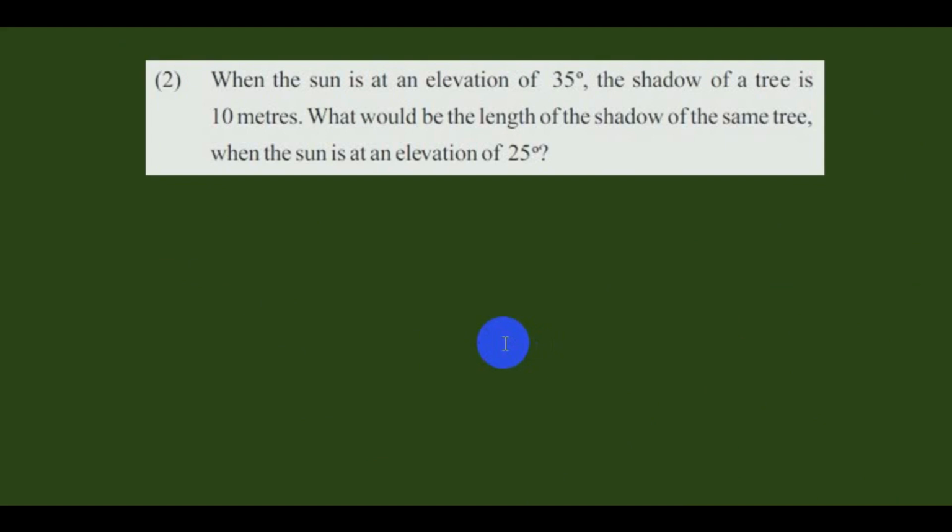Now let us have one more question. Read the question. When the sun is at an elevation of 35 degree, the shadow of a tree is 10 meters. What would be the length of the shadow of the same tree when the sun is at an elevation of 25 degree? Let us draw a figure at first. Before that, read the first sentence. When the sun is at an elevation of 35 degree, the shadow of a tree is 10 meters.